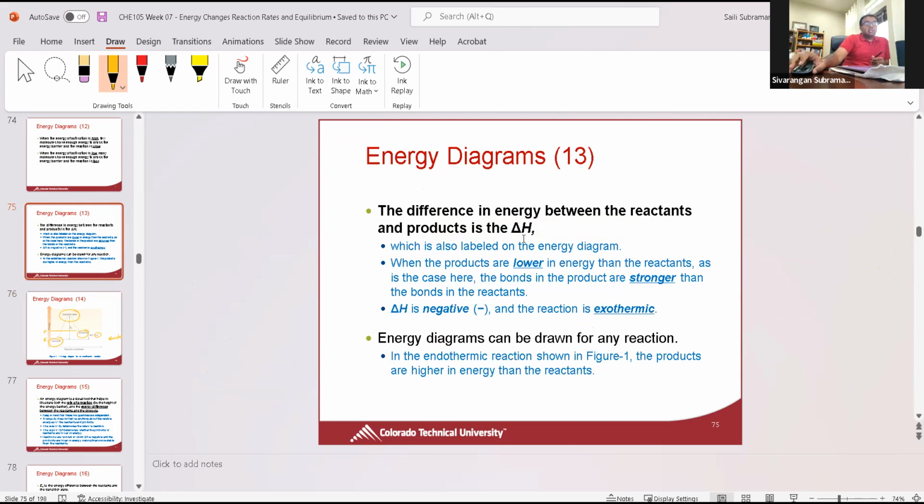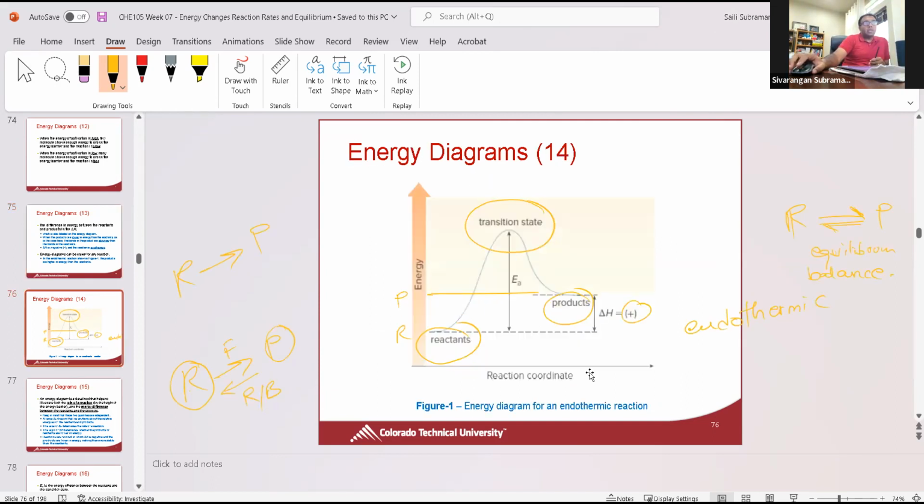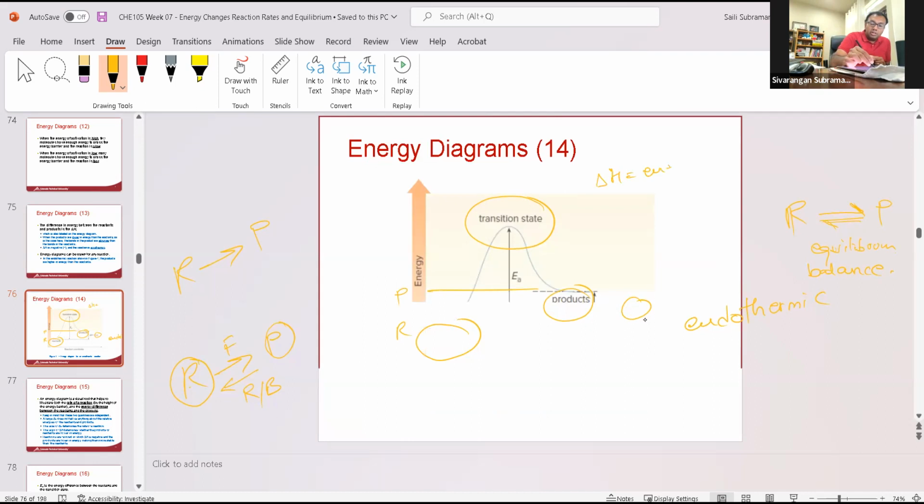Ultimately, the delta H, or the heat of the reaction, which you call the enthalpy change, is always the difference in energy between the reactants and the products. So if the products are at a higher energy level than the reactants, this delta H is going to be positive, because delta H is always energy of products minus energy of reactants.